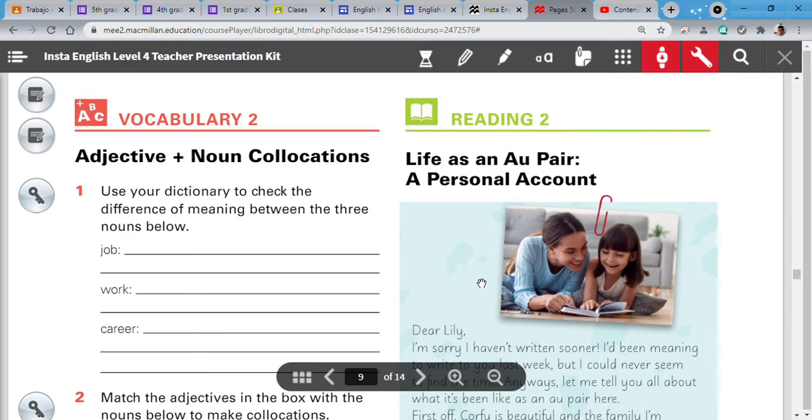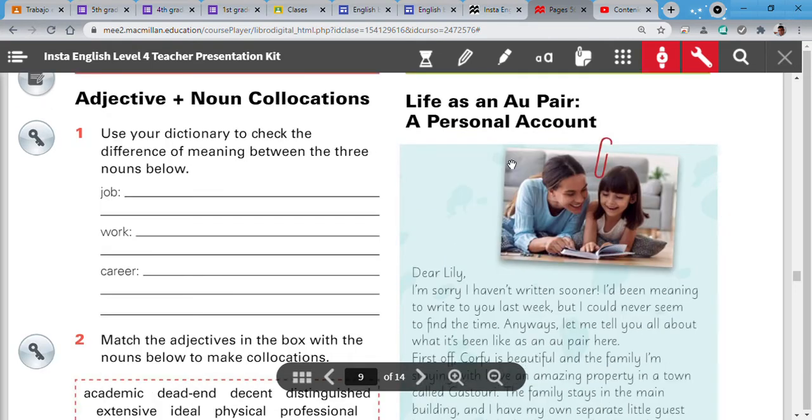Well, let's continue. We have a next activity. The next activity is a reading activity. Reading number 2. Life as an au pair. A personal account. And there is a picture, no?